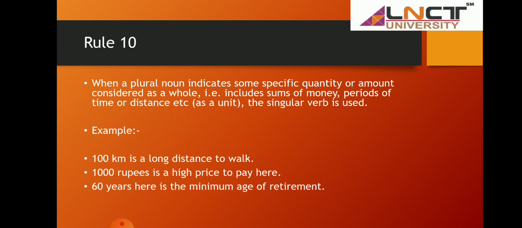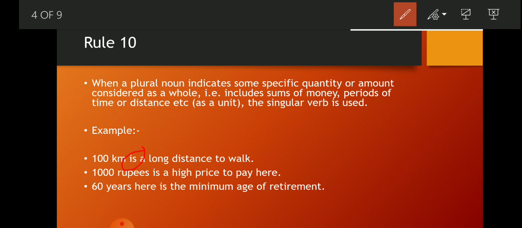Rule number 10. When a plural noun indicates some specific quantity, amount considered as a whole, includes sum of money, period of time or distance, etc. as a unit, the singular verb is used. Right? Example is, 100 kilometer is a long distance to walk. Here 100 kilometer indicates the plural noun, which we can say is the countable noun, right? So we are required to use a singular verb. Here the singular verb is, which is mentioned after 100 kilometer. Fine. In the same way, in other examples too, 1000 rupees is a high price to pay, and 60 years is the minimum age of retirement. All the verbs mentioned over here in these examples are singular verbs, right?